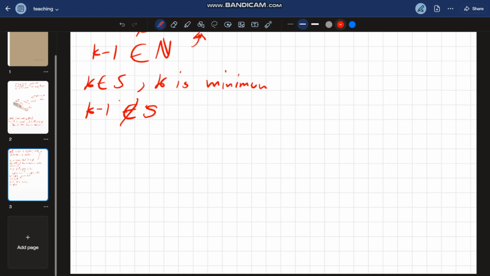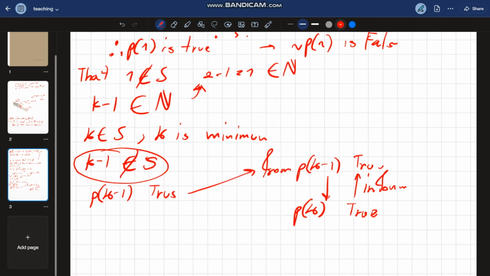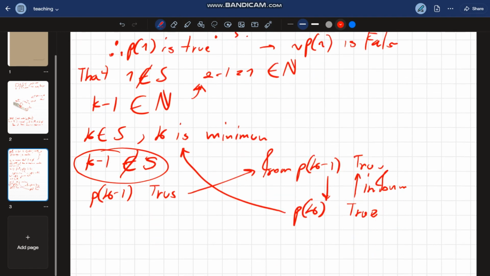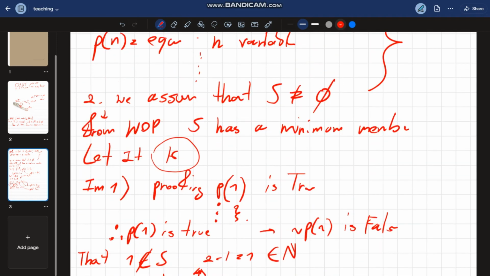We use this information: k minus 1 is not in S, which means P(k minus 1) is true. From P(k minus 1) being true, we prove that P(k) is true. But when P(k) is true, k is not in S, which contradicts k being the minimum number of S. That contradicts our assumption.